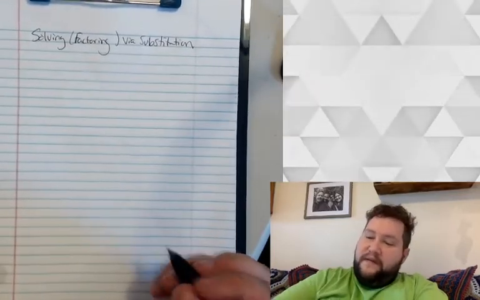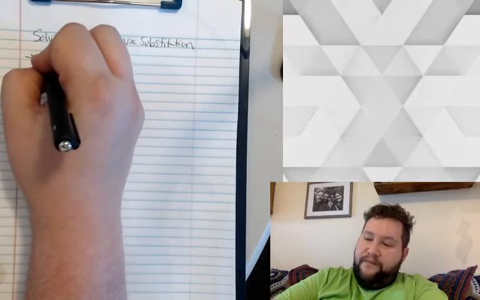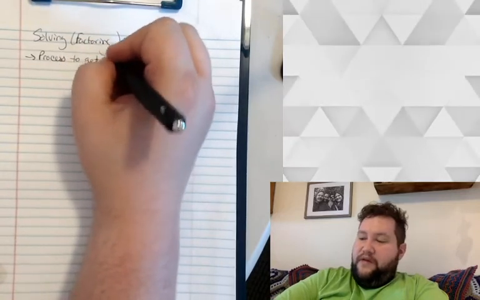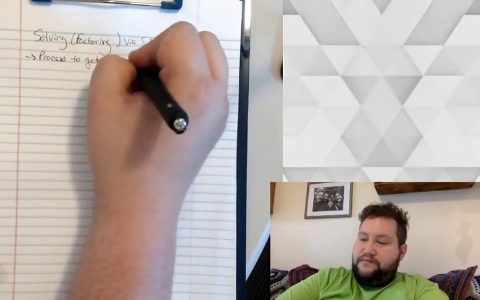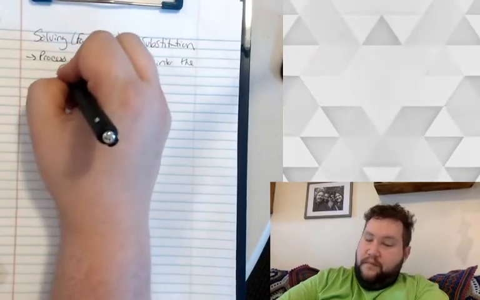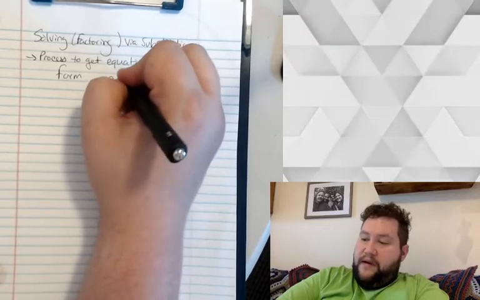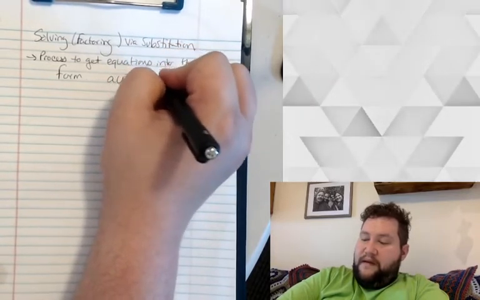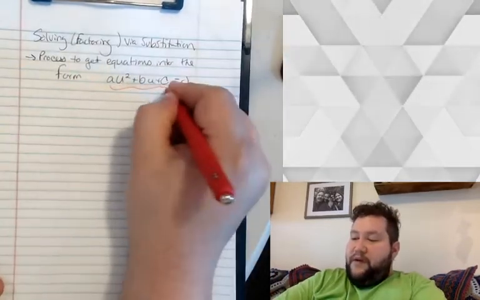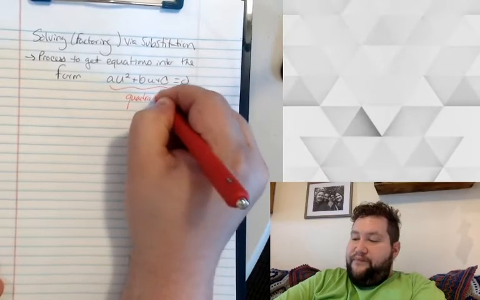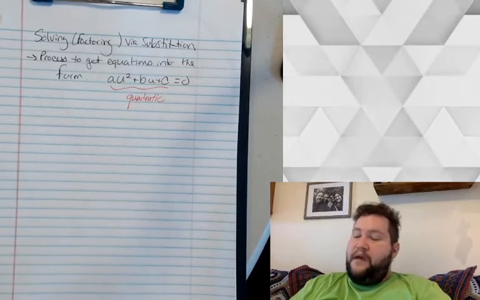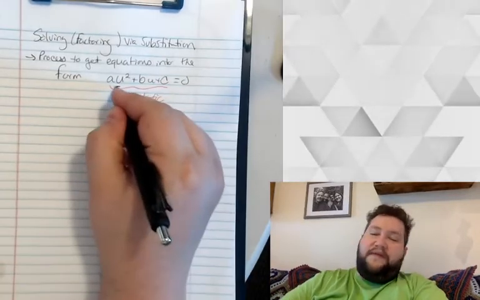And so this is a process to get equations into the form a times u squared plus bu plus c equals 0. And now remember, this is a quadratic. It's our polynomial of degree 2 in standard form. But notice I used a u instead of x.